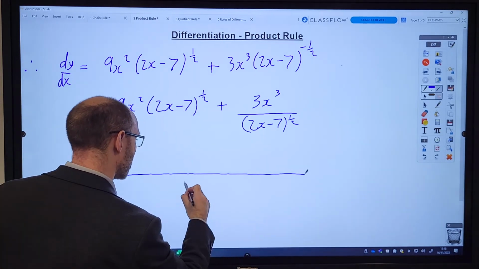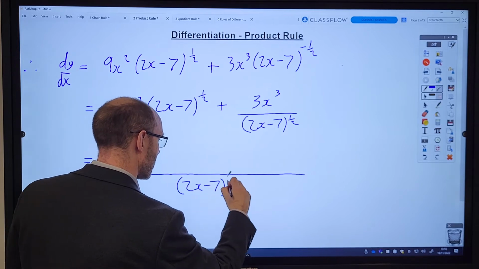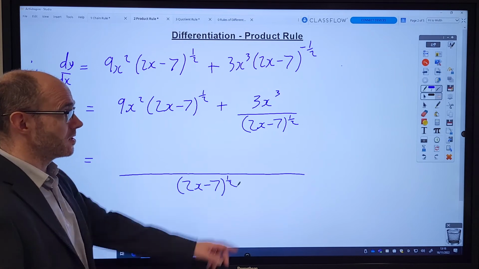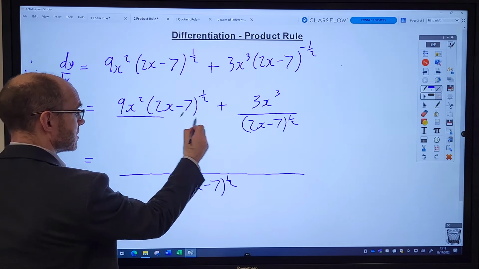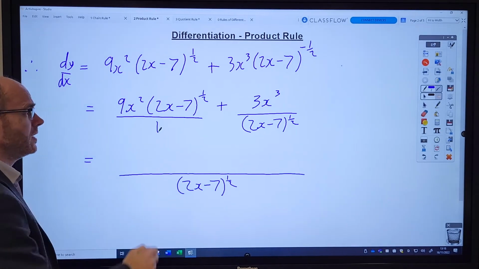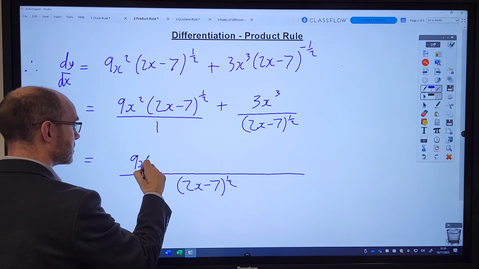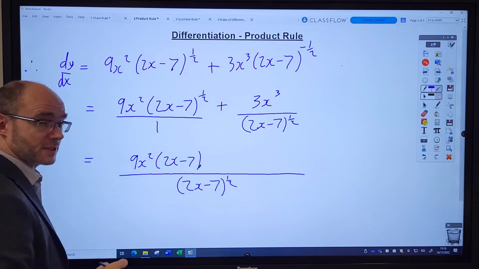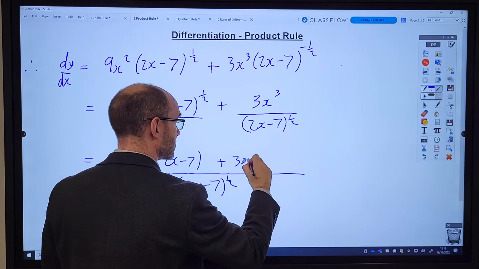So write it out as one long vinculum. That's the dividing line of a fraction. The common denominator will be 2x minus 7 to the power of half. So that won't change, it'll be 3x cubed. Here, we just rewrite that over 1, multiply top and bottom by 2x minus 7 to the half, and we're left with 9x squared, and then 2x minus 7. And then this, as I said, is unchanged, it's 3x cubed.